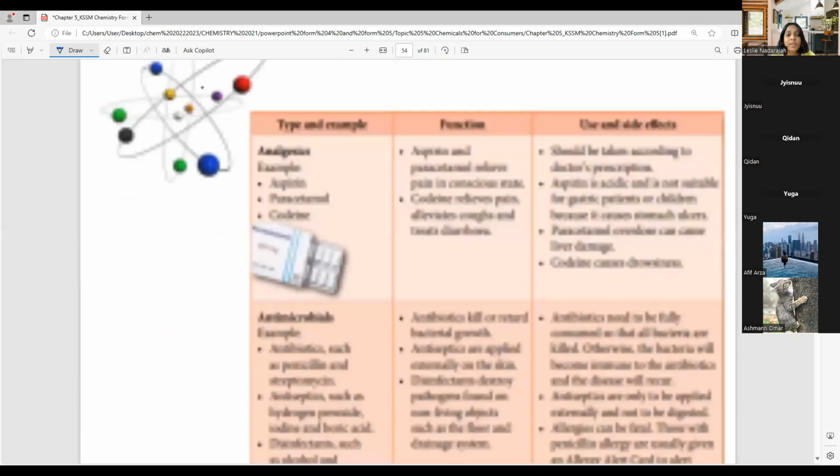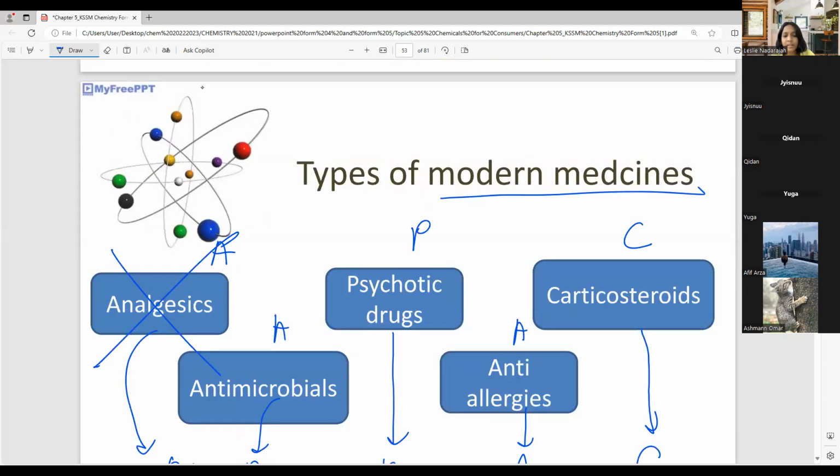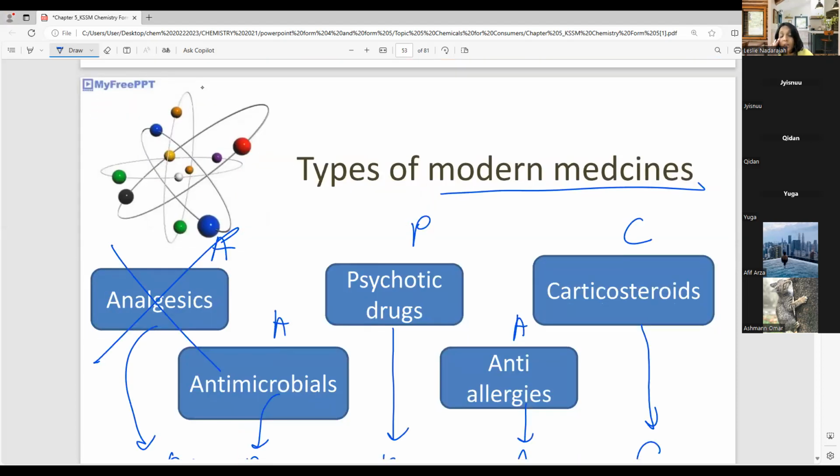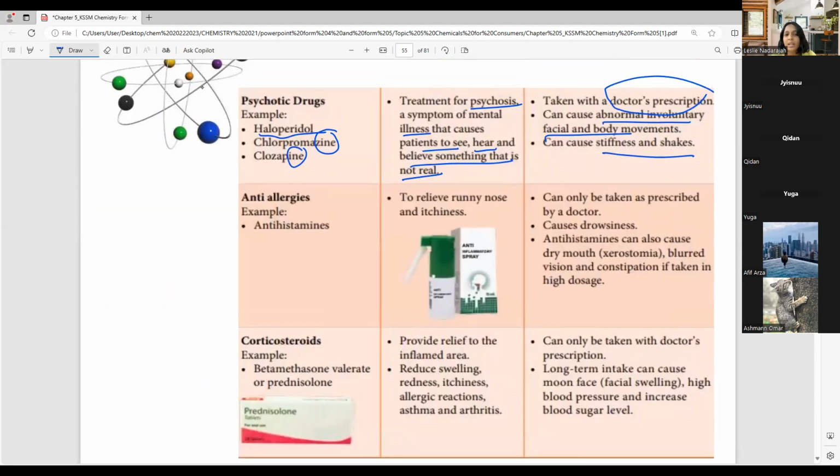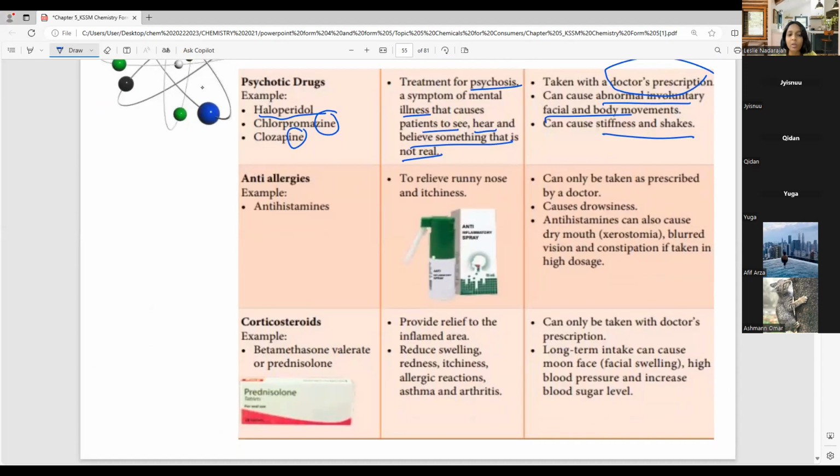So I've done analgesic, antimicrobial, psychotic drugs. The first one I told you, haloperidol. The other one ending with zine and ein. Okay, anti-allergies and corticosteroid.